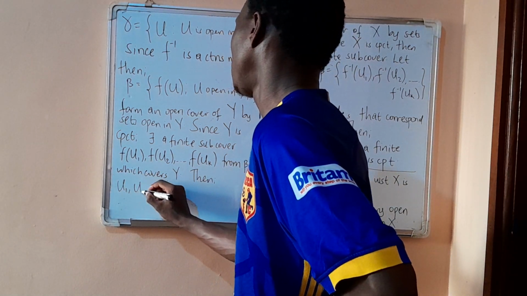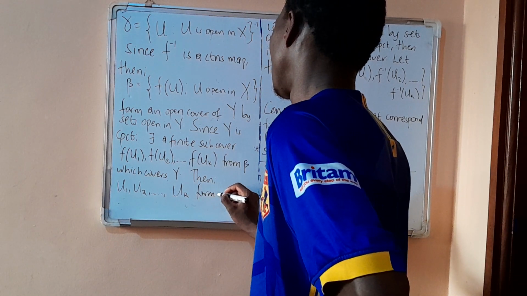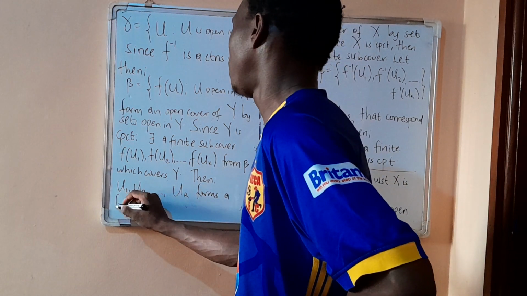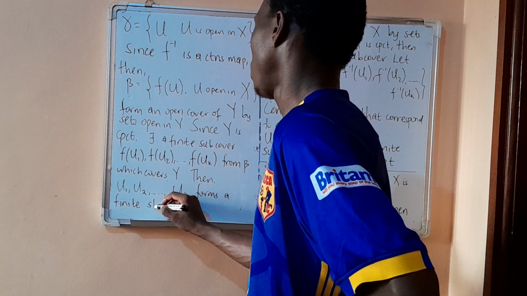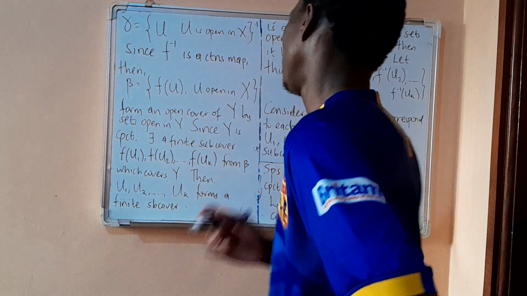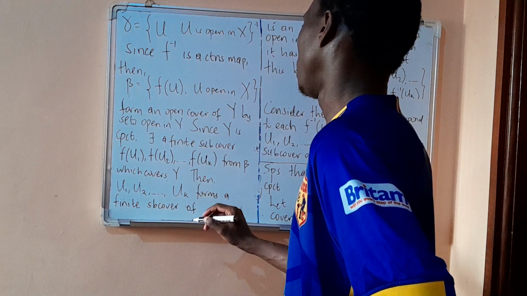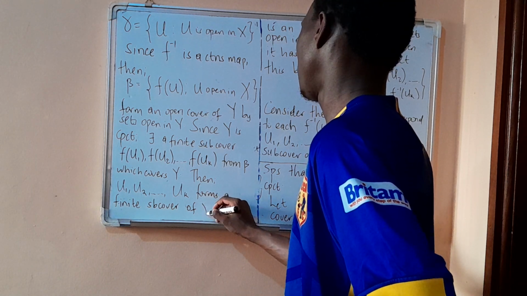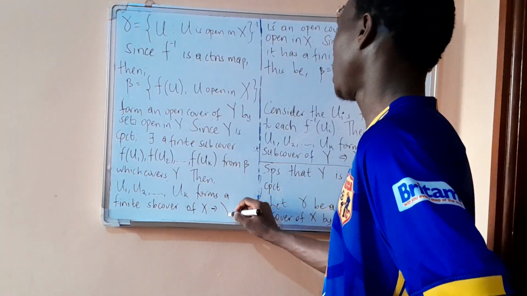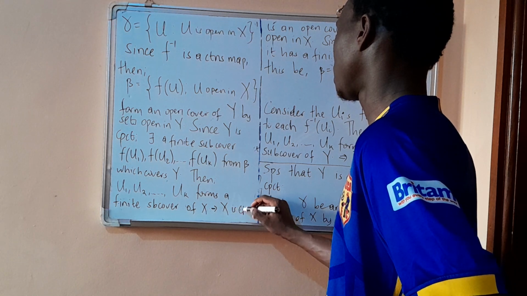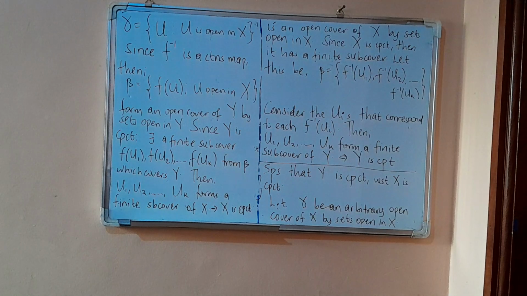So if you have that finite subcover covering Y, then U1, U2, up to Uk forms a finite subcover of X by sets open in X. So this implies that X is compact. So compactness is preserved under homeomorphism, hence a topological property.